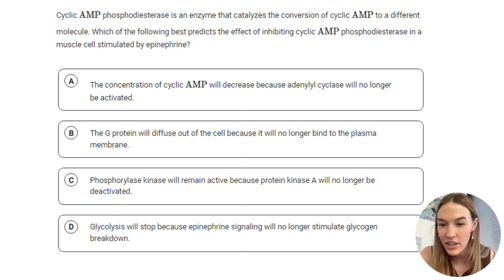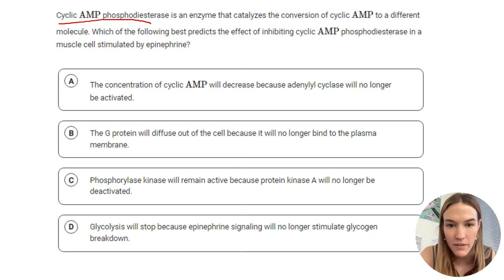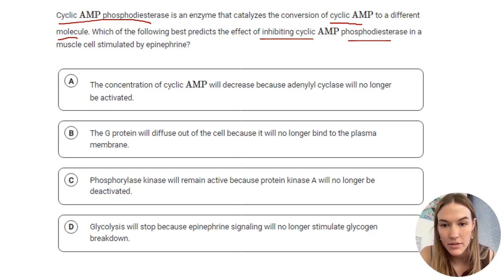And so in that, you'll have a figure. The main thing that I want you to think about as we are looking at this is we have an enzyme called cyclic AMP phosphodiesterase that catalyzes the conversion of cyclic AMP to some other molecule. We don't know what that molecule is. It doesn't tell us. Which best predicts the effect of inhibiting this enzyme? So this enzyme converts cyclic AMP to something else. But if we inhibit that, it's not going to convert cyclic AMP anymore.